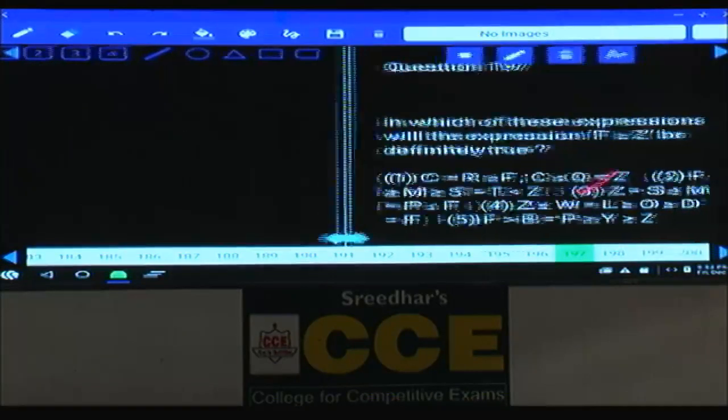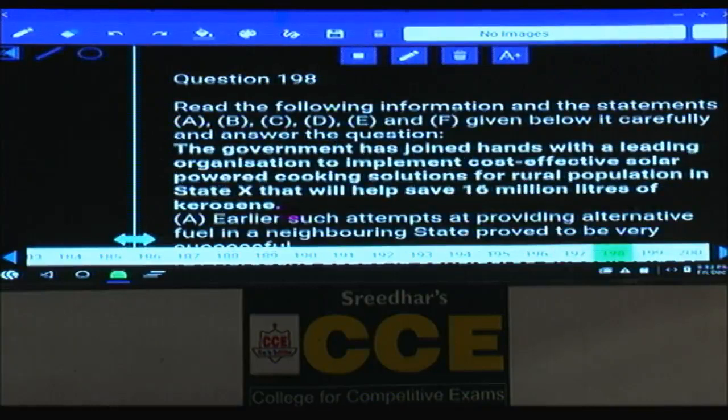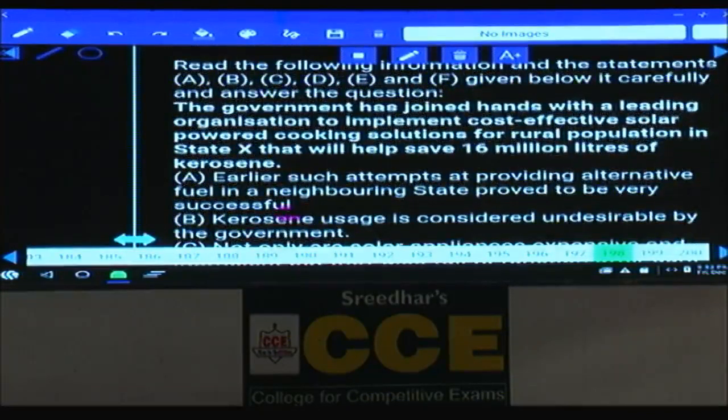Now this 198 to 200 is based on CR. Now in this critical reasoning, read the 6 statements A, B, C, D, E and F below carefully. The government has joined hands with a leading organization to implement cost-effective solar-powered cooking solutions for the rural population in state X that will help save 16 million liters of kerosene.